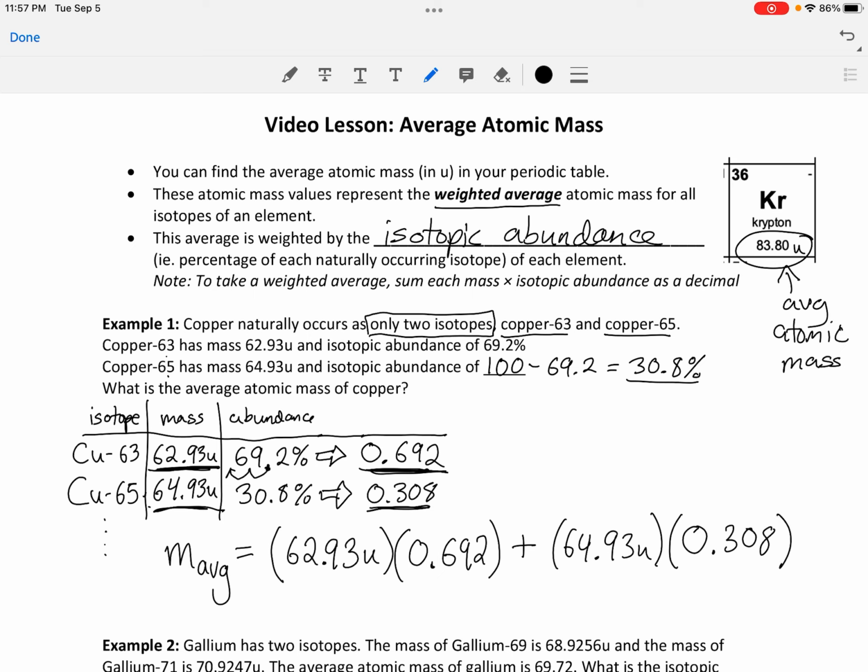And then if there were more isotopes, I would just keep going. I would just keep on adding and so on. But there's not here. There's only 2 for copper, so I'll stop there. Toss it into your calculator, and I get 63.5 atomic mass units. So that's the average atomic mass of copper.